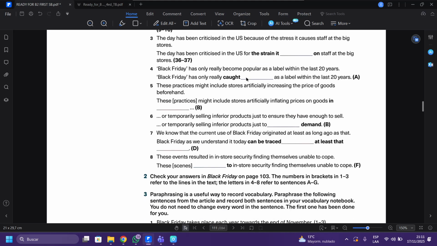Black Friday, number 4. Black Friday has only really become popular as a label within the last 20 years. So this is another phrasal verb, caught on. Black Friday has only really caught on as a label within the last 20 years. So what do you think is the meaning based on the previous sentence? Caught on. The phrasal verb, caught on.